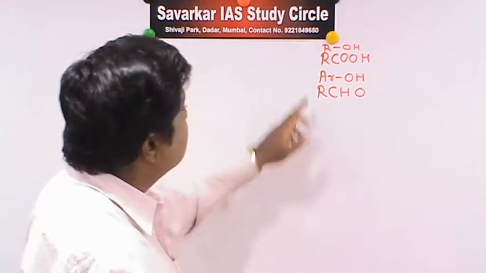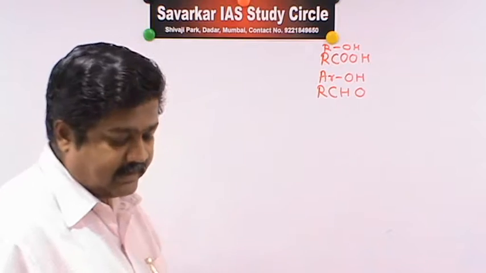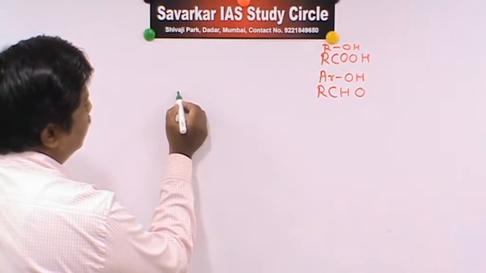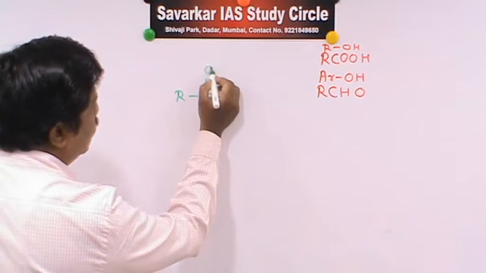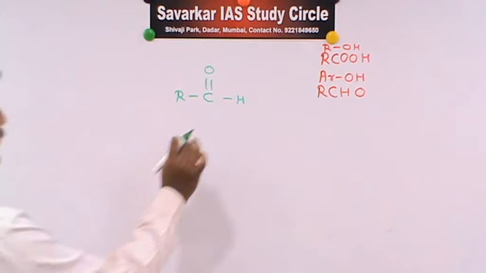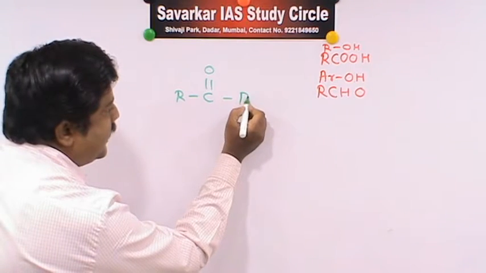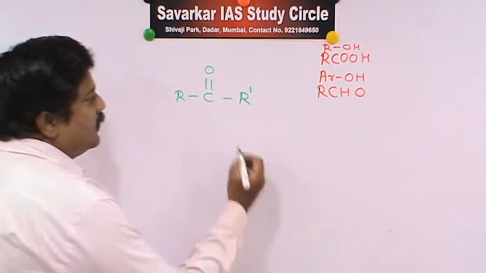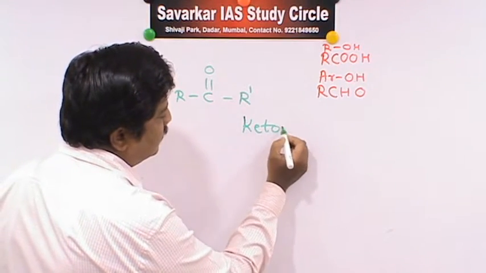Now we have discussed some of the functional groups. The next functional group I am going to discuss is ketone. You are aware that R, C double bond O and H, this group we call aldehyde. Now I am replacing this H and adding here R, but intentionally writing a dash over it, so this is called R dash. So R, C double bond O, R dash. This type of group is called ketone, the ketonic group.